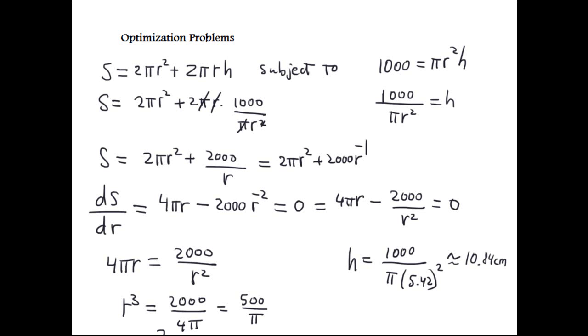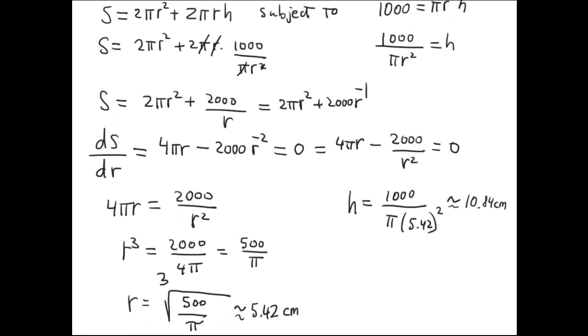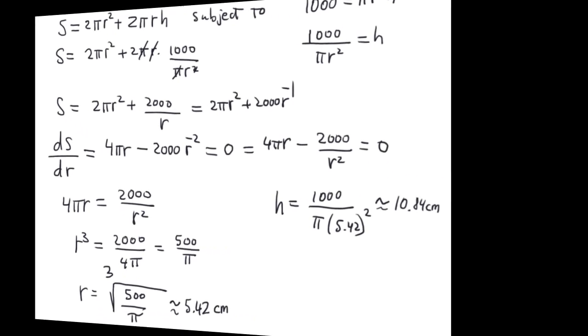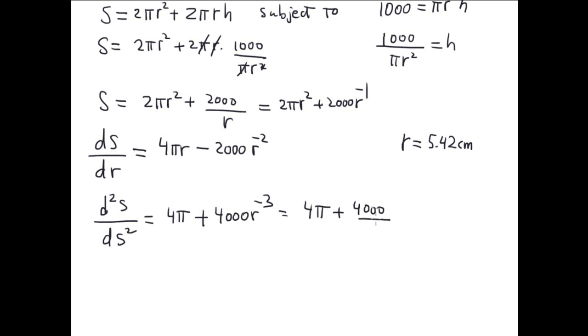If you want verification that it is a maximum or minimum, you need to compute the second derivative. Yeah, let's do it in the next part. Okay, let's compute the second derivative. This is 4 pi, plus the derivative of the other term, which is 4,000 r to the minus 3. So we're going to say 4 pi plus 4,000 divided by r cubed. When you plug in this value, it is positive. It's obvious it's positive, not necessary to put it in the calculator. A positive value indicates minimum material, minimum surface area.